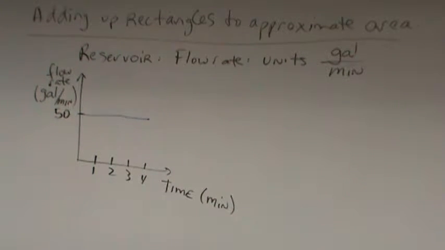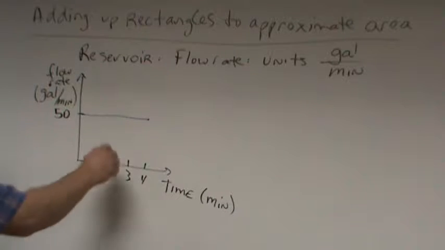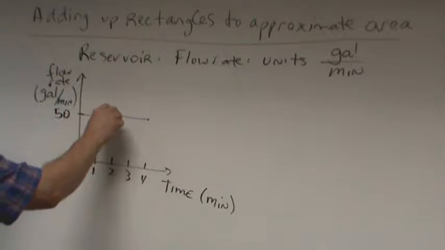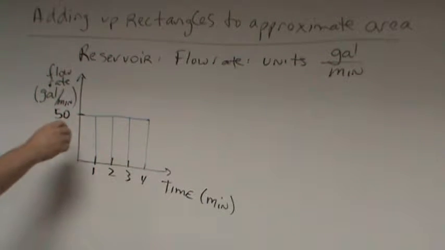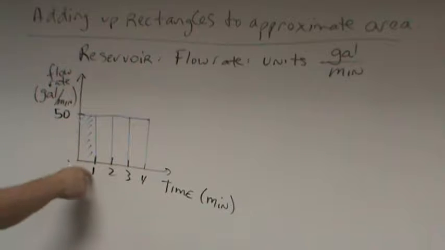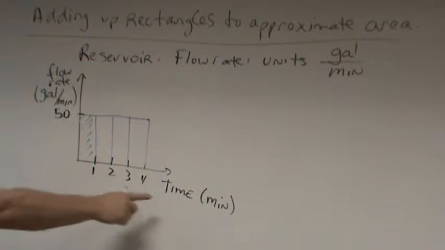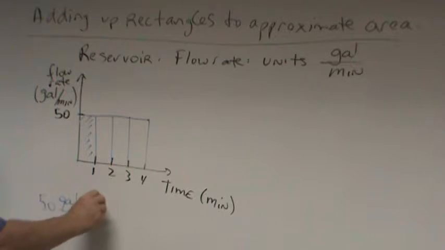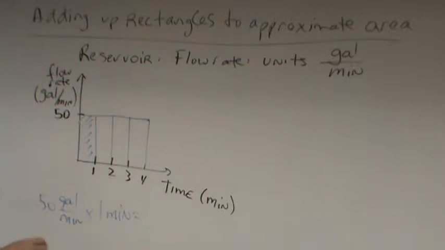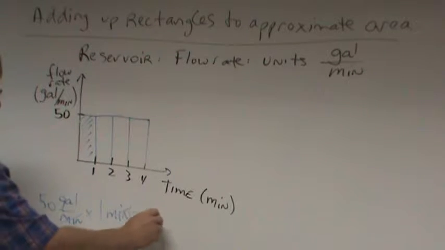Well, you tell me, how many gallons just flowed into my reservoir? How'd you get that? 50 times 4. 50 gallons per minute for 4 minutes, 50 times 4. But do you see that what you actually did was add up the areas of these rectangles? You said the first minute I got 50 gallons, 50 gallons per minute times 1 minute. And do you see how the minutes cancel and you get 50 gallons?